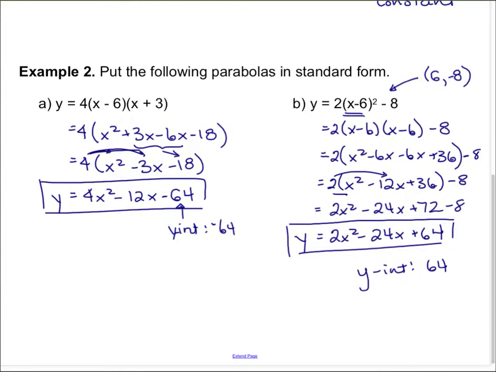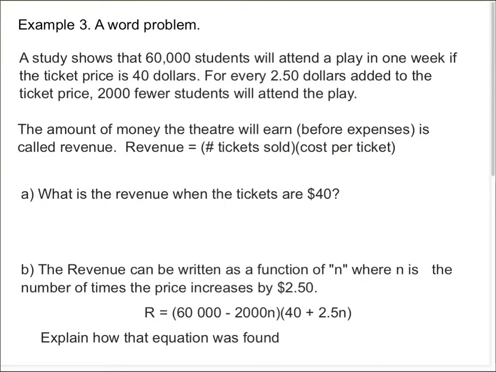Anyway, one more question. This one is a word problem. A study shows that 60,000 students will attend a play in 1 week if the ticket price is $40. For every $2.50 added to the price, 2,000 fewer students will decide that it's way too expensive, and they're not going, no way, no how, not a zip, zilch, nothing.